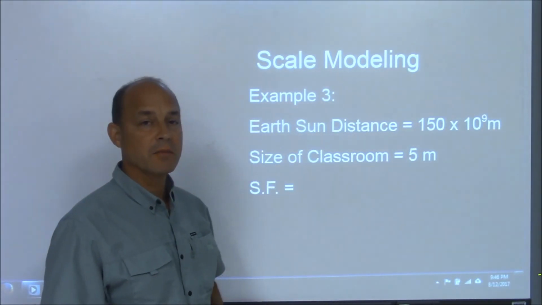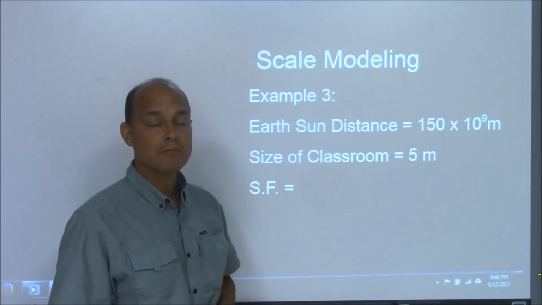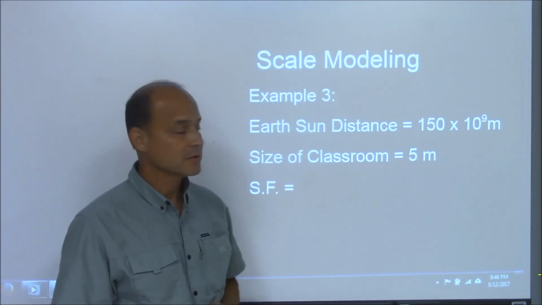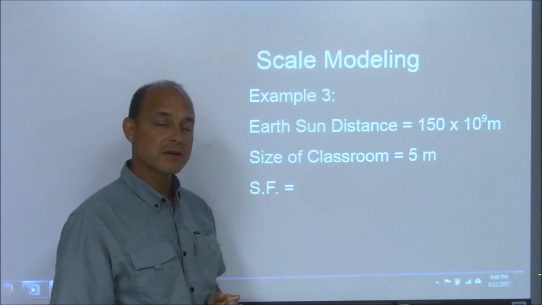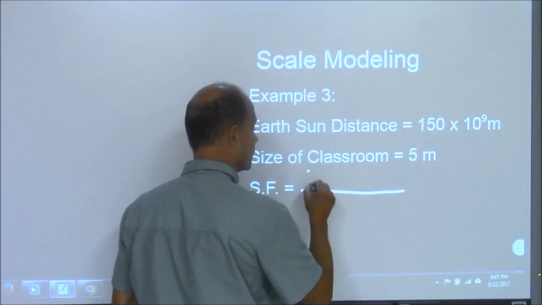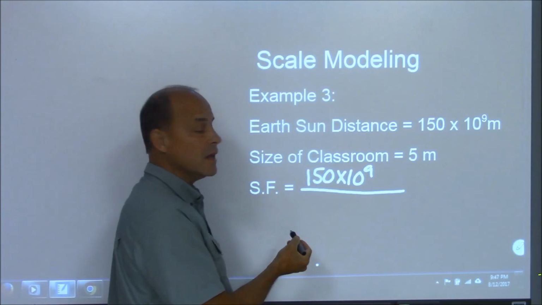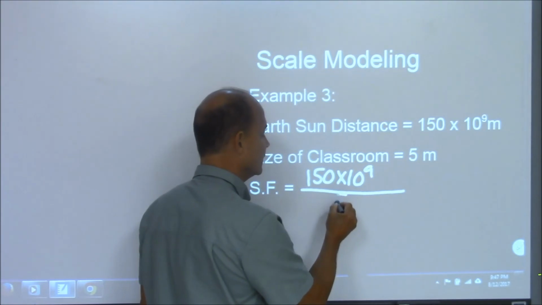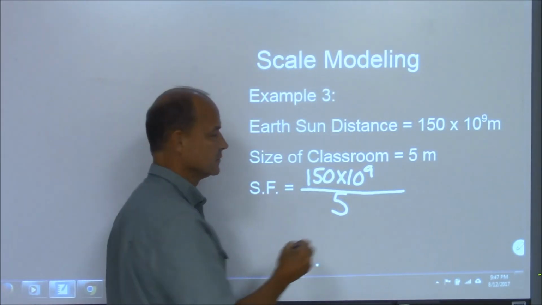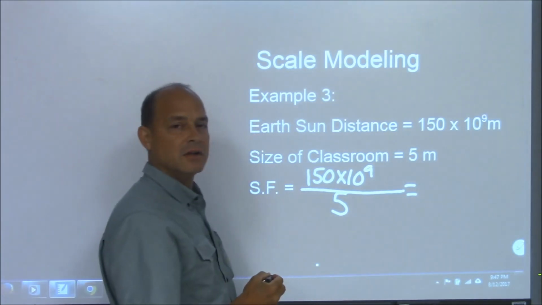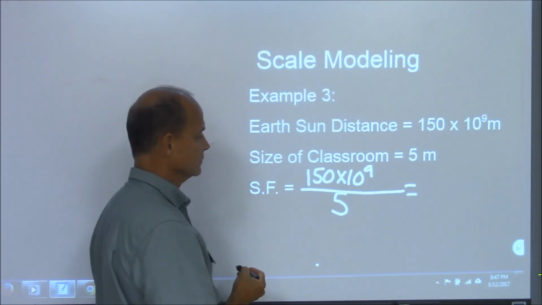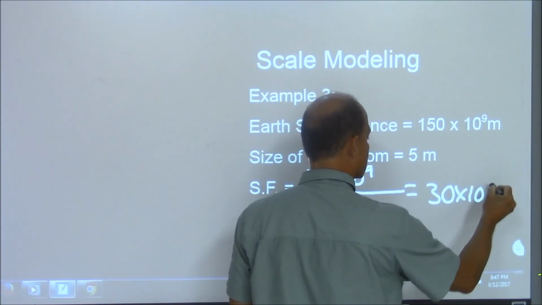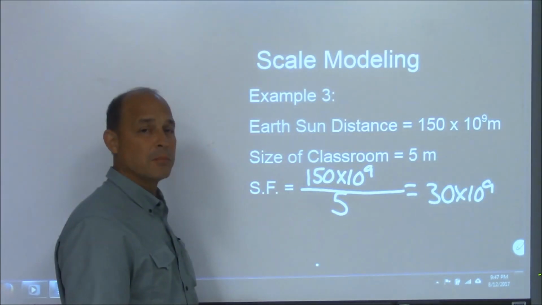The Earth-Sun distance, remember, is 150 billion meters. The size of our classroom is 5 meters. So you think you can calculate a scale factor? It'd be 150 times 10 to the 9 divided by 5. Try that on your calculator. That's a pretty big scale factor.